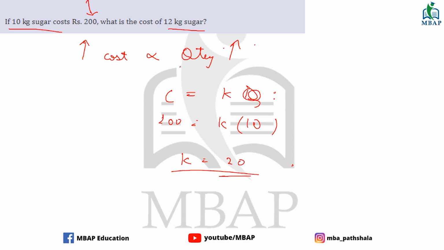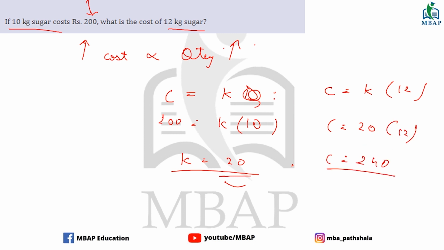Then in the second scenario, I don't have the cost with me, but I have the quantity which is 12 kg. So again, I can use this formula, but in this scenario, I have the value of K with me from over here. So I'll substitute it over here to get it. So the cost of 12 kg of sugar will actually be 240 rupees. Okay, you could have done this using the basic unitary method also.